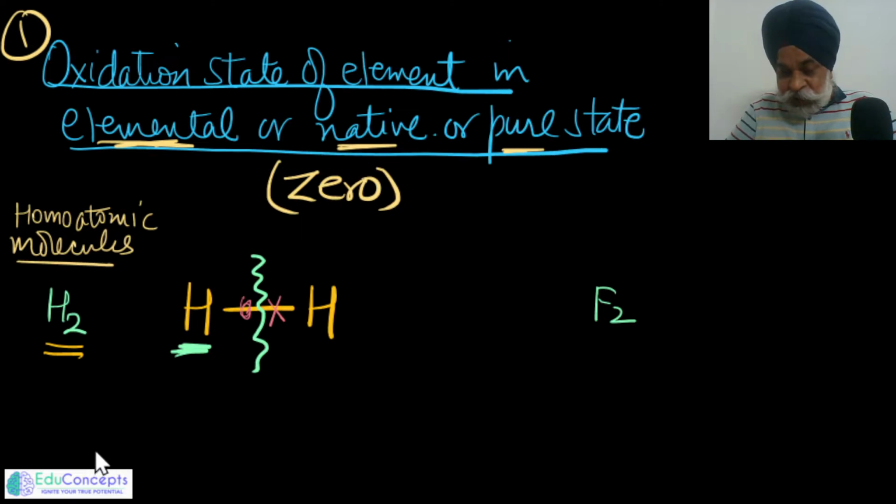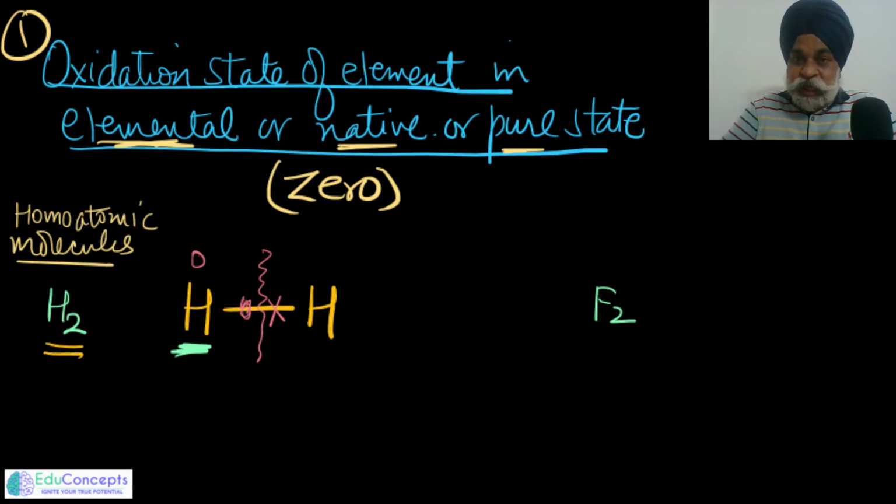Now when the bond gets broken from here, the apparent charge which this oxygen and this hydrogen would receive would be 0, because it did not get any charge. On breaking this bond, this particular electron had been of hydrogen number 1, and it goes to the hydrogen. So the oxidation state this particular element would get is 0.